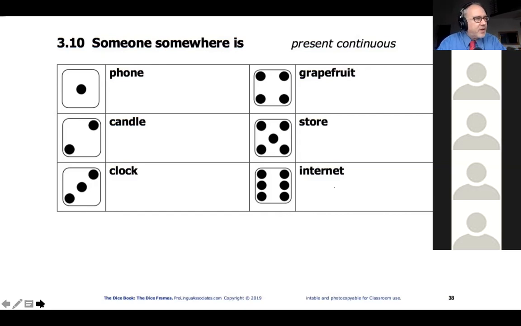Can you use the internet? Someone somewhere is avoiding eating grapefruit. That's good, Laredo. How about with the internet?